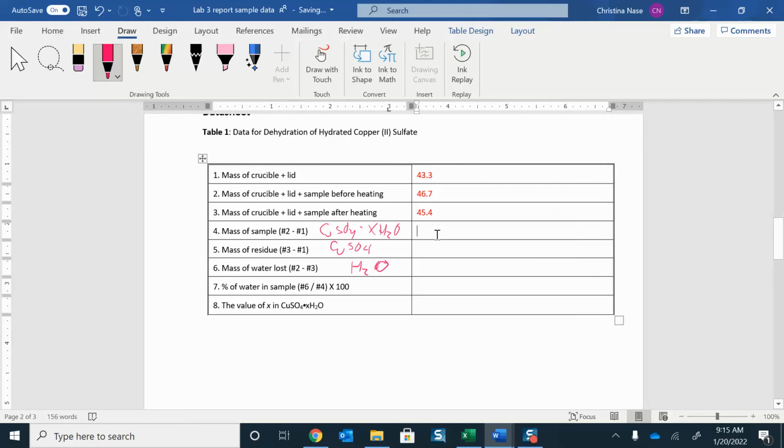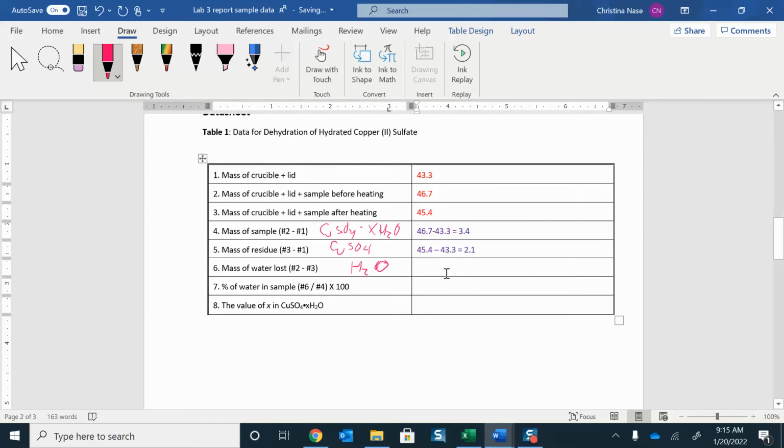All right, so how do I find this one? To find the sample, I'm just going to do 2 minus 1. So I have 46.7 minus 43.3, which gives me 3.4. Great. And then the mass of the residue. What's the mass of the residue? I'm going to take 4, so this is 45.4, and subtract out the crucible, 43.3. And that gives me 2.1.